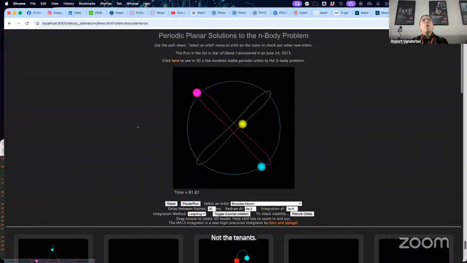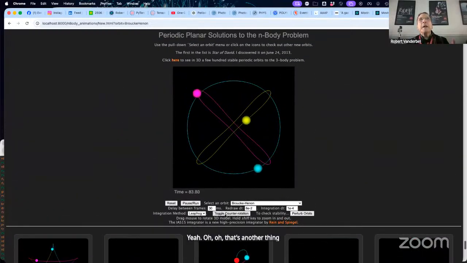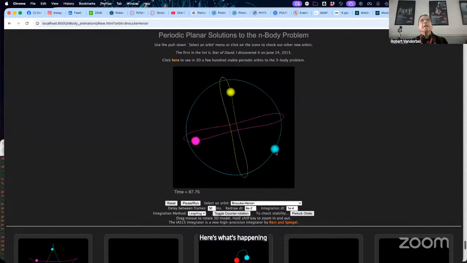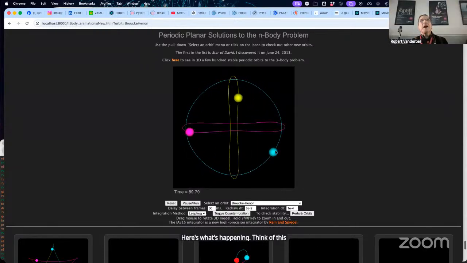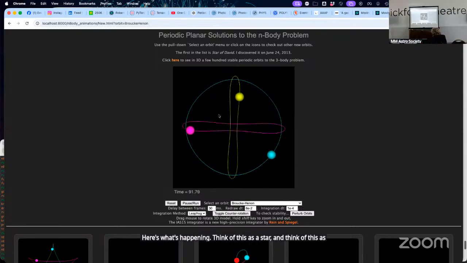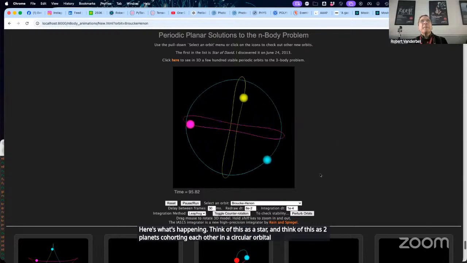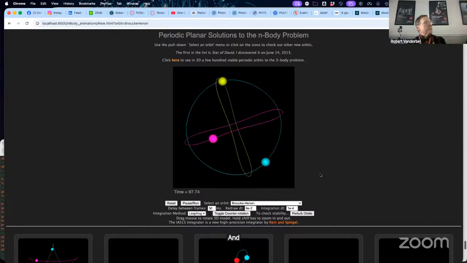Yeah. Oh, that's another thing. That's what I meant to do. Hit the toggle counter rotation. Here's what's happening. Think of this as a star, and think of this as two planets co-orbiting each other in a circular orbit, pretty much. And I'm going to make other versions of this, which are very similar.